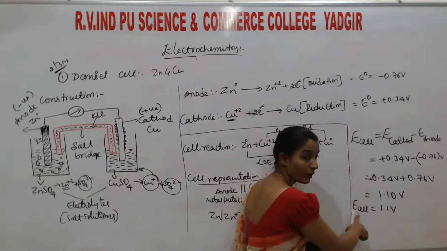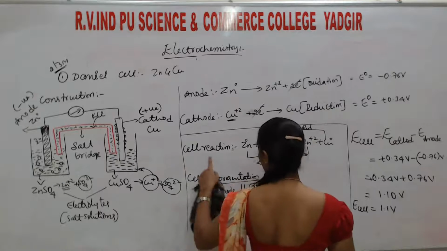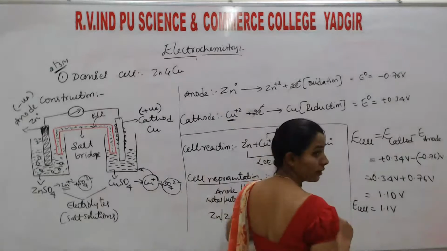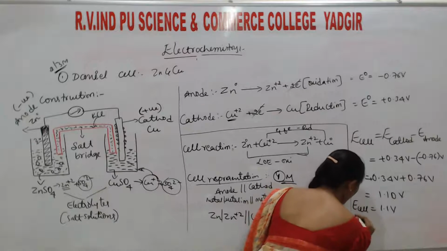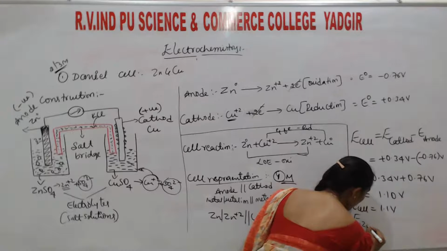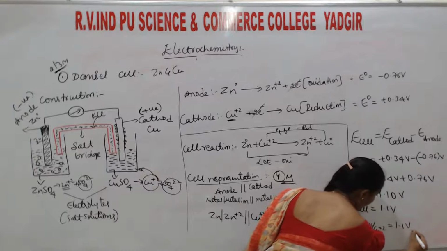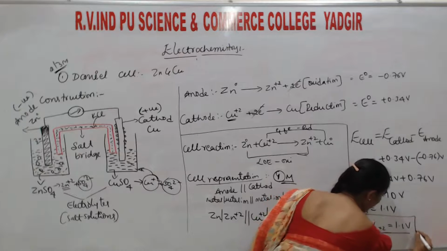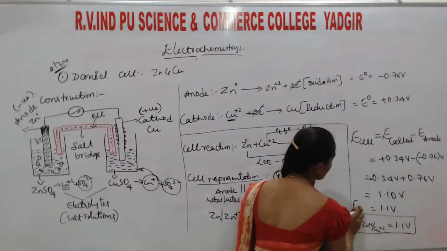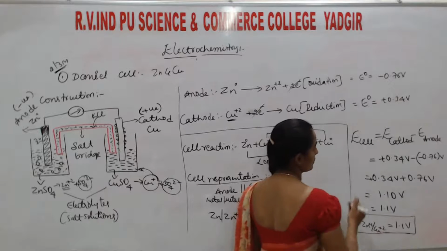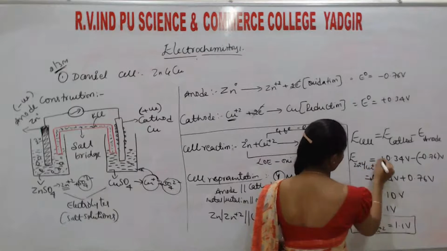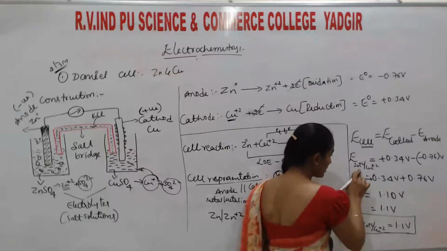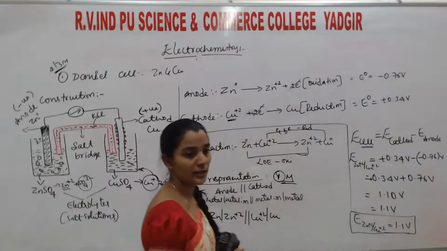So listen, how to represent this cell? Right here, like this: zinc bar, zinc plus 2, double bar, copper plus 2, copper. E cell is equal to 1.10 volt. This is the way to represent the cell. This is particularly for the Daniell cell.